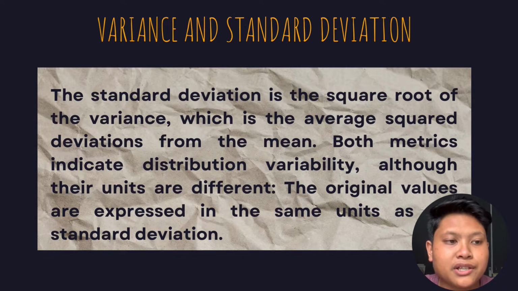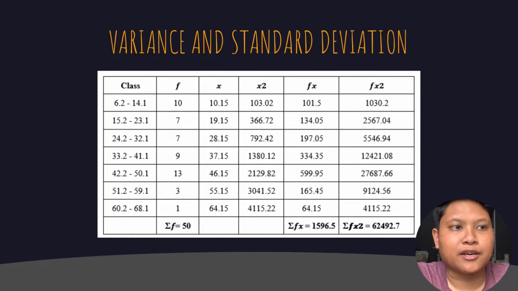Both metrics indicate distribution variability, although their units are different. The original values are expressed in the same unit as standard deviation. Now you can see the table for variance and standard deviation. There are 6 columns: the first column is for class, and then f, x, x square, fx and fx square.